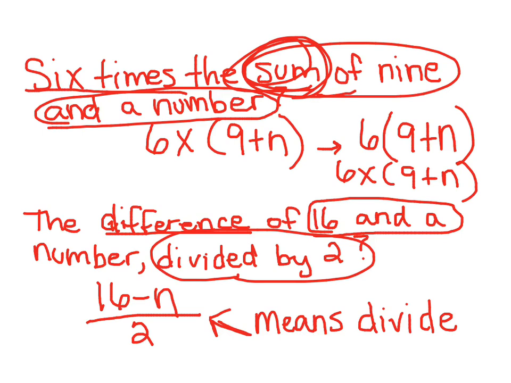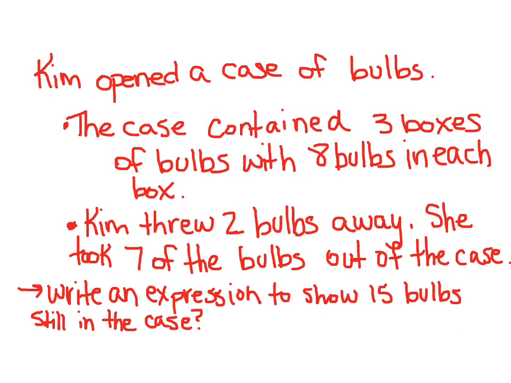So let's do an example. Okay, so this says, Kim opened a case of bulbs. The case contained 3 boxes of bulbs with 8 bulbs in each box. Kim threw 2 bulbs away. She took 7 bulbs out of the case. Write an expression to show 15 bulbs still in the case. So we're going to start with what we know. We're going to start with the case contained 3 boxes with 8 bulbs in each box. 3 boxes, 8 bulbs in each box. So that would be 3 times 8.